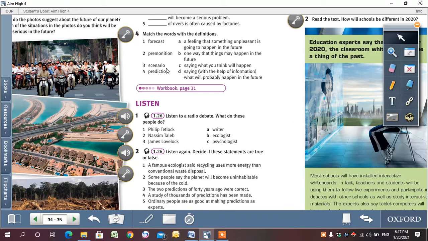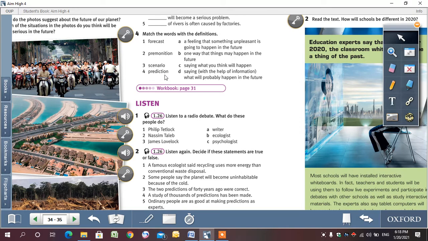Number 3, scenario. We match it with, of course, B. One way that things may happen in the future. So for example, each one of you has her own scenario for the future. So one of you will say that in the future I will become a doctor, I will study masters, and then I will go abroad to work as a doctor to help other people. So these are scenarios that we put for our future.